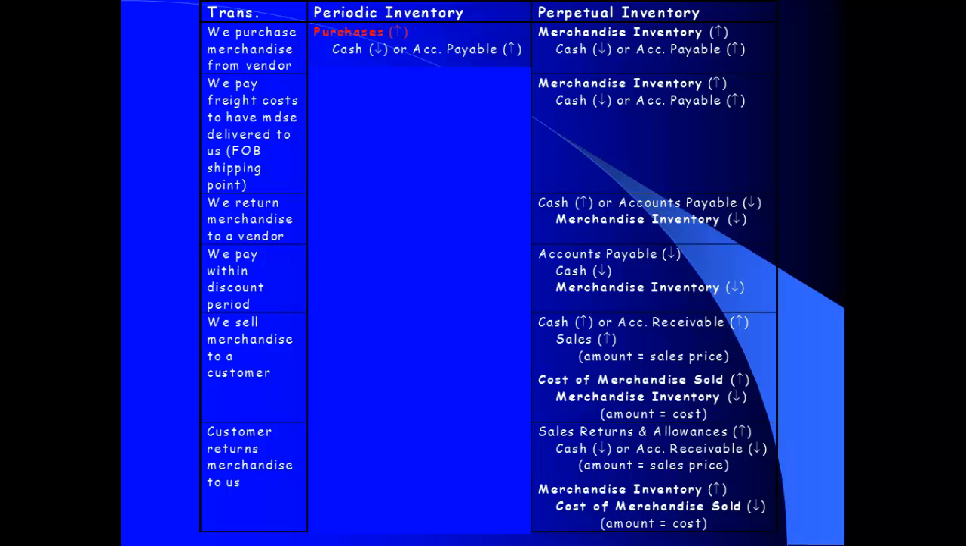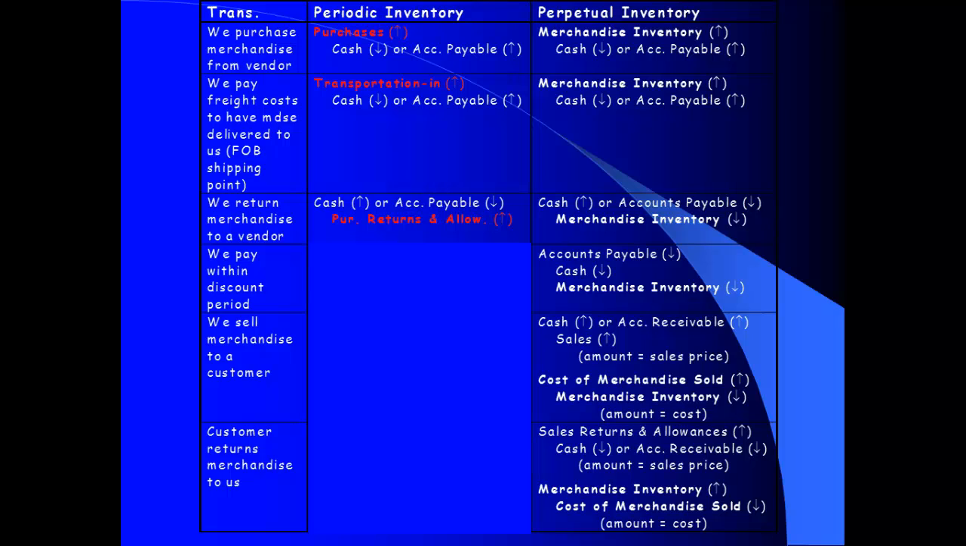When we pay the freight cost to have goods delivered to us, we don't debit merchandise inventory. We debit a new account called transportation in, sometimes called freight in. If we sent merchandise back to a vendor, with a perpetual system, we'd credit merchandise inventory. Periodic system, we credit another new account called purchase returns and allowances. Three new accounts there already.